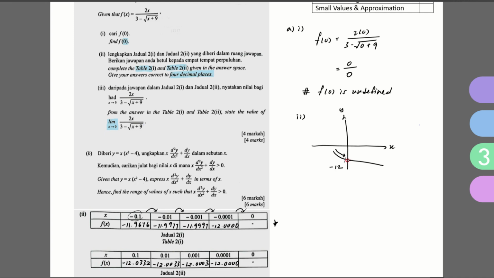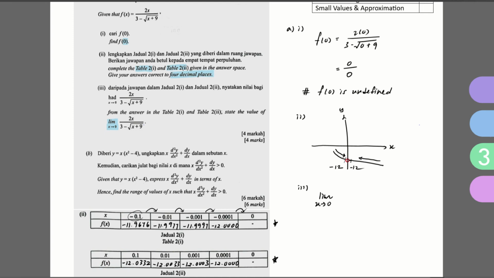And for the table below, it's the same thing. We view it from the right side, and we look at the value which is close to this red dot, but not at the red dot, which is also negative 12. Since these two numbers are the same, we have found the answer, which is negative 12. And this is the answer for part 3.